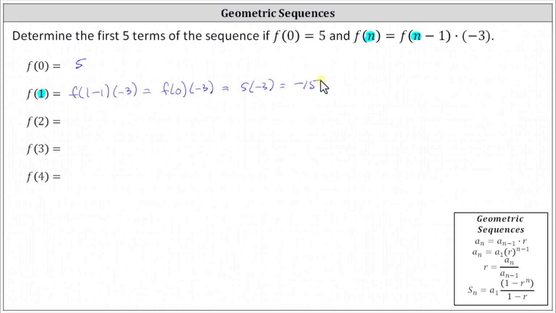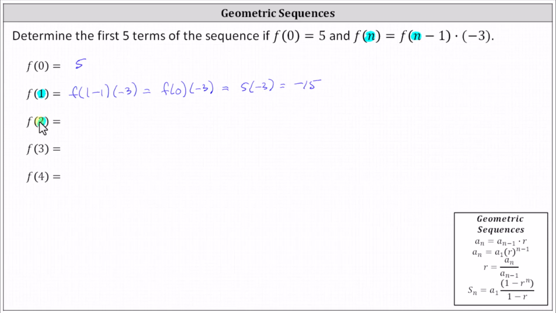Notice to determine f of 1, we multiply the previous term by negative 3. This will be true for the remaining function values as well. To determine f of 2, we multiply f of 1, the previous term of negative 15, by negative 3, which is positive 45. But let's also show the work using the function rule.